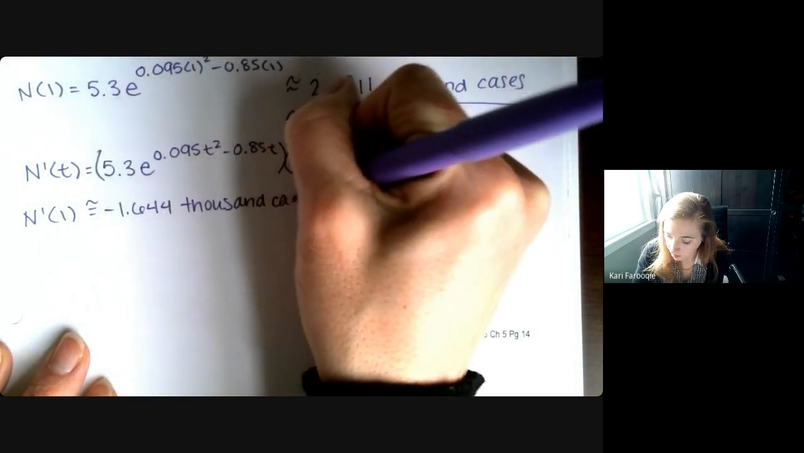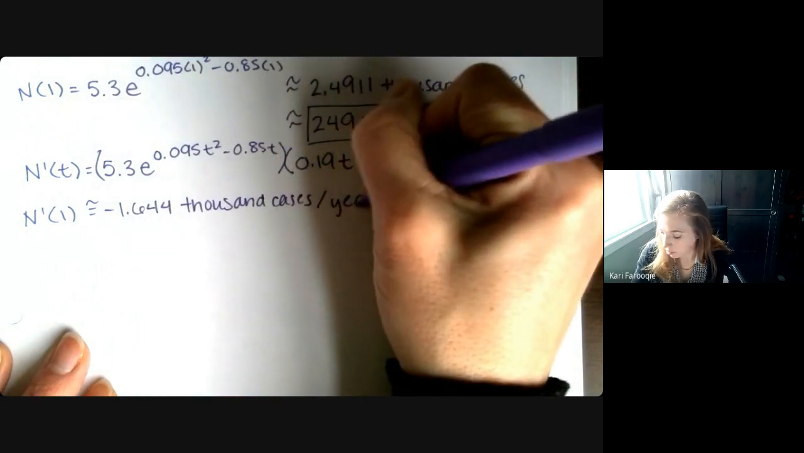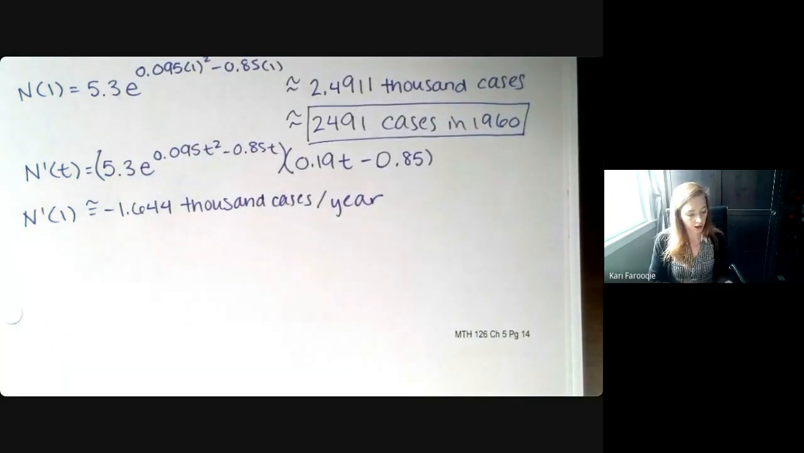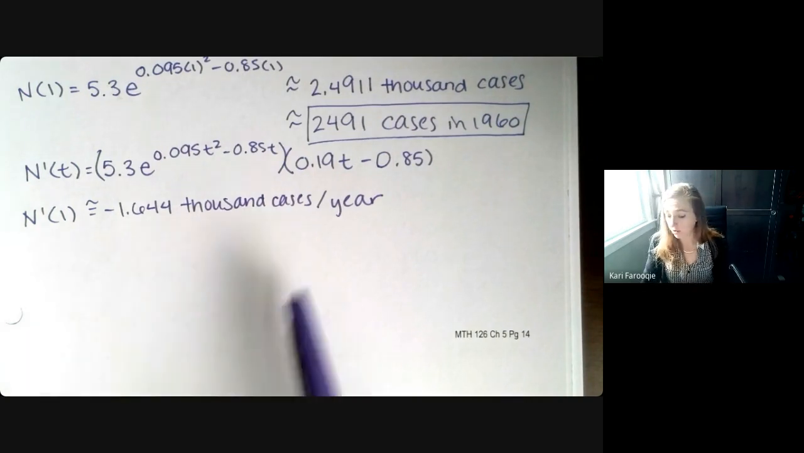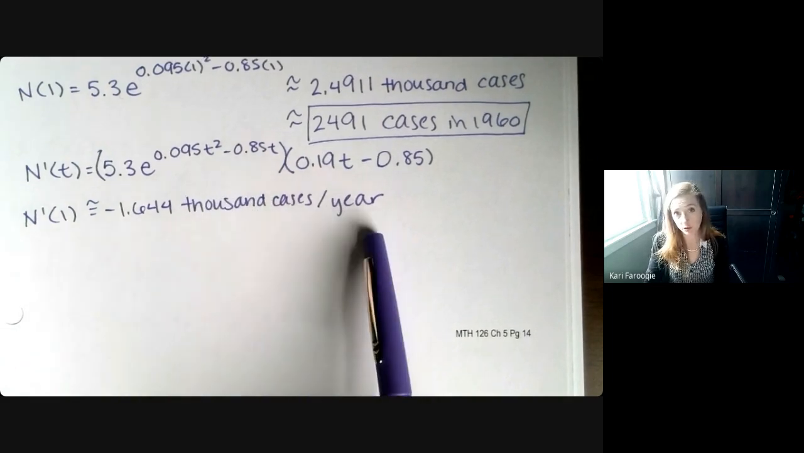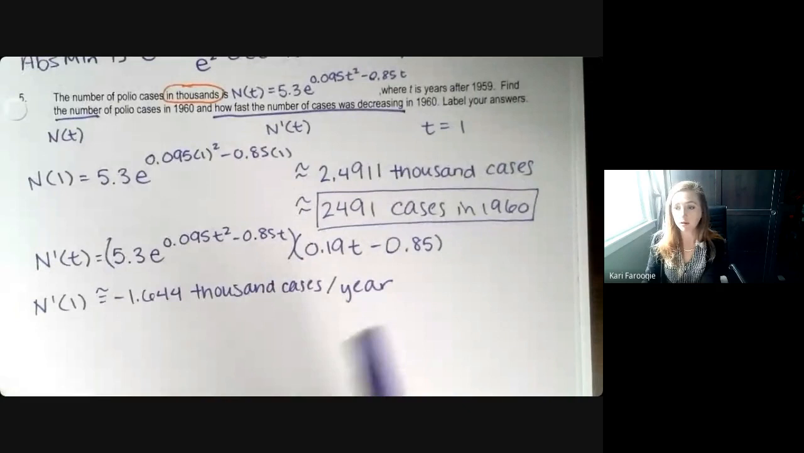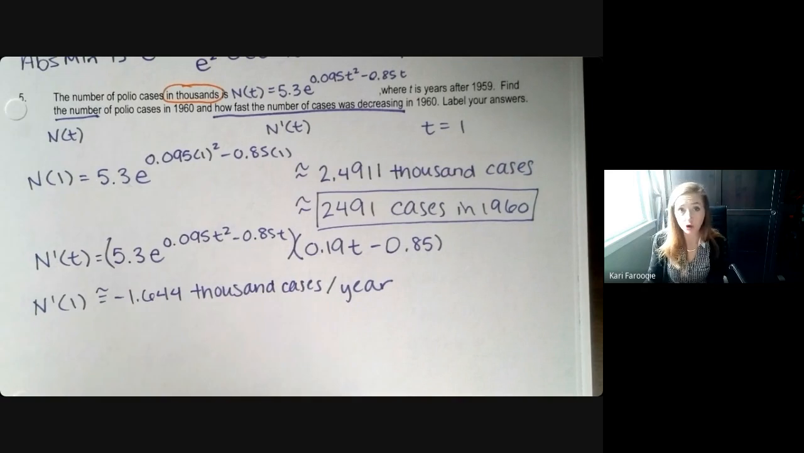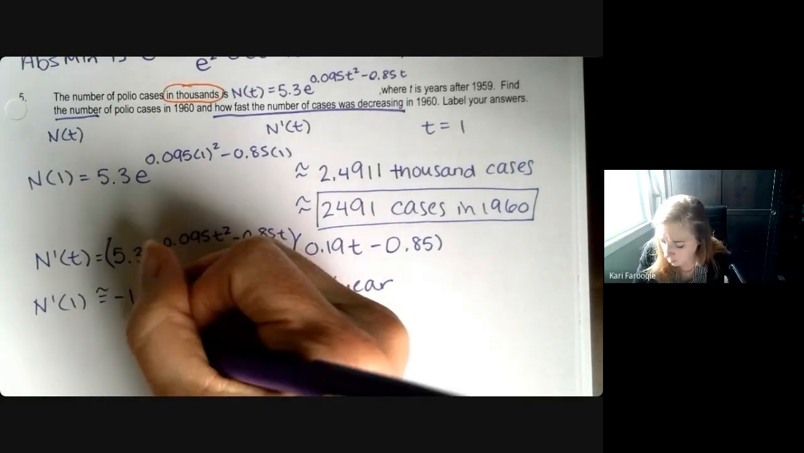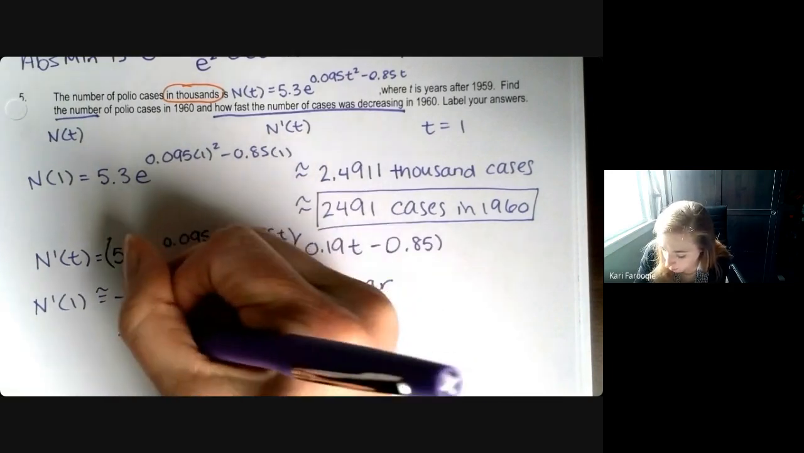Thousand cases per year. Remember that when you write a unit and you're talking about a rate of change, we need to actually put that rate of change into the unit. So it's not enough to say negative 1.644 thousand cases, but we need to say 1,000 cases per unit time because it's a rate of change. And again, just like we did in the first part of this problem, we don't want to write this as some 1.644 thousand. I'm going to multiply it by 1,000.